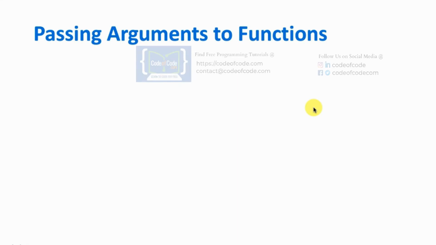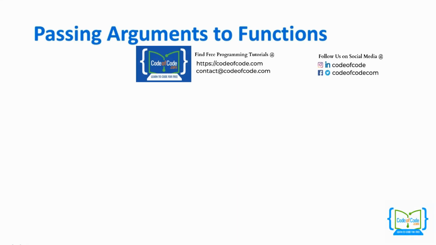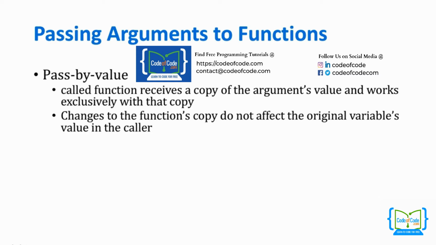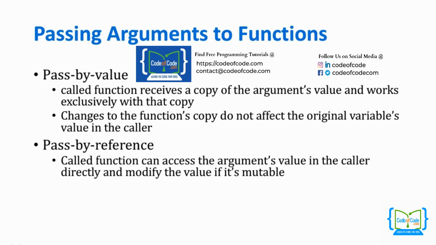In this video, we're going to take a deeper look at passing arguments to functions. Now, in most programming languages, you have what are known as pass by value and pass by reference. With pass by value, you pass a copy of a value into a function, and because it's a copy, the function can do whatever it wants to the copy without having any effect on the original value in memory, wherever that may be.